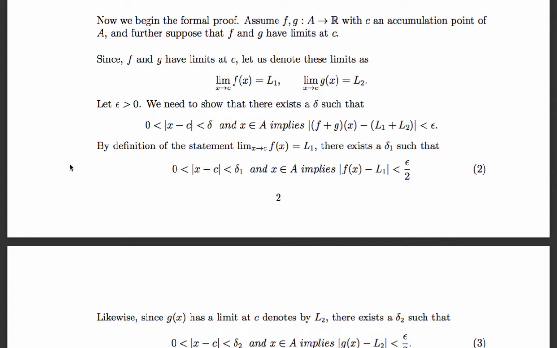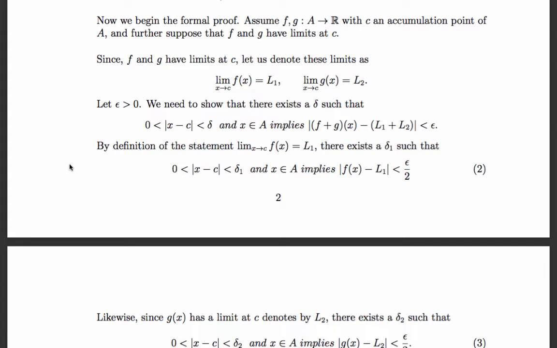Okay. So we make the assumption and the hypothesis of the theorem. f and g map A to R. c is an accumulation point of A. f and g both have limits at c. As I stated just before, L1 is the limit of f, and L2 is the limit of g. Let epsilon be positive. Again, arbitrary epsilon, positive epsilon.